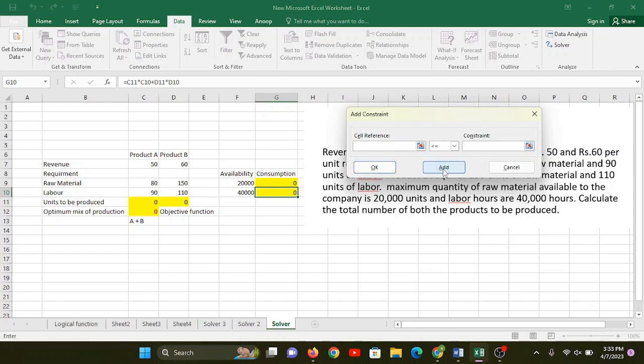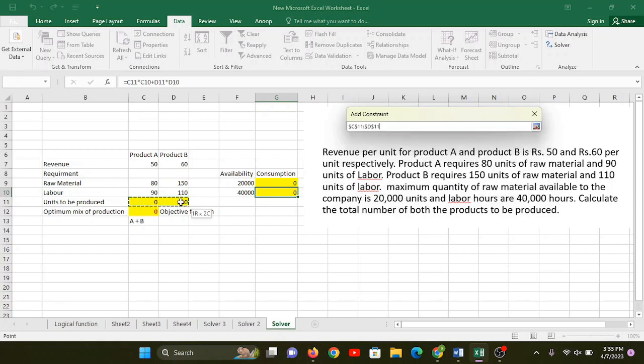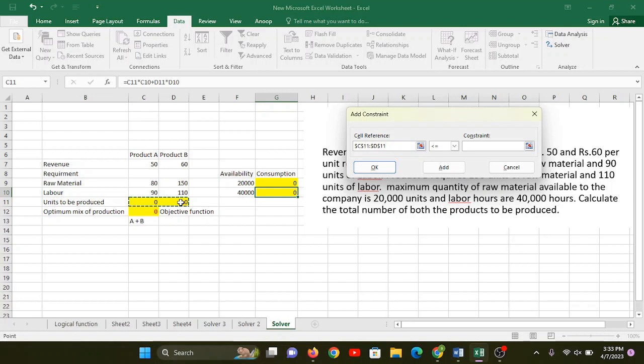And then one more constraint. When I'm going to produce something, production has to be complete. Partial production is not allowed. Let's say you're making a TV, fridge, or washing machine. Can we make a partial TV? No. Hence, another important dimension is that when you manufacture any unit, you have to take a whole number. So I'm picking both C11 and D11. These values should be an integer, a whole number. It should not be a fraction.